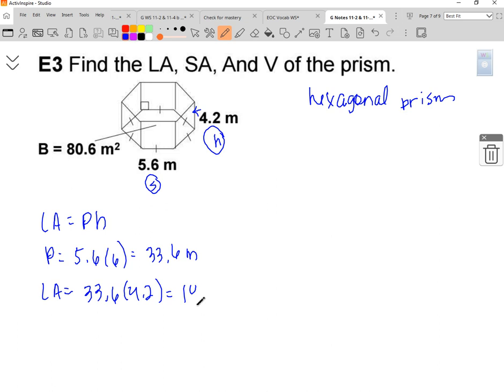141.12, 141.1 meters squared. Any questions?